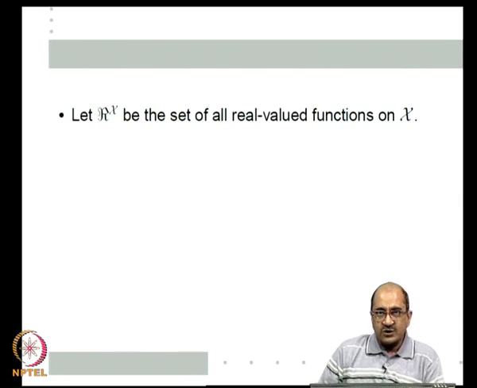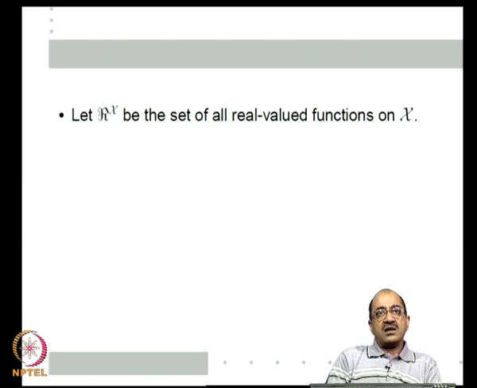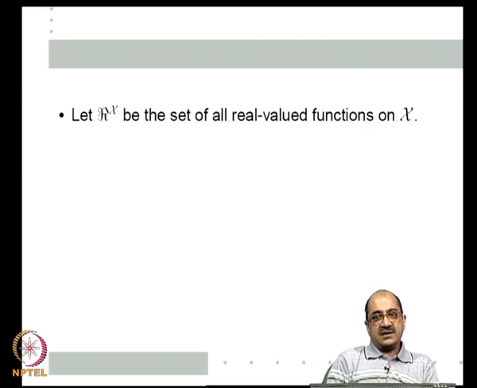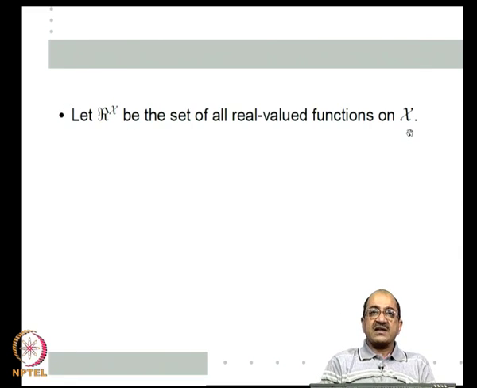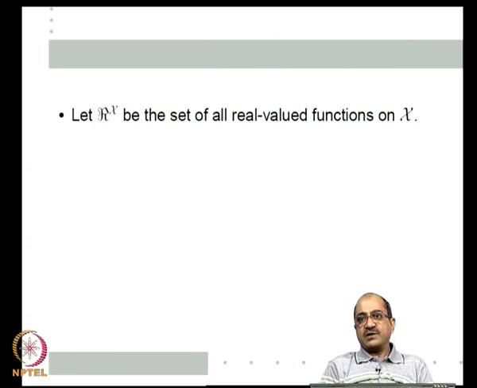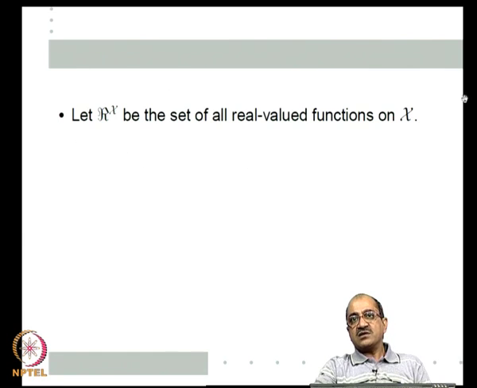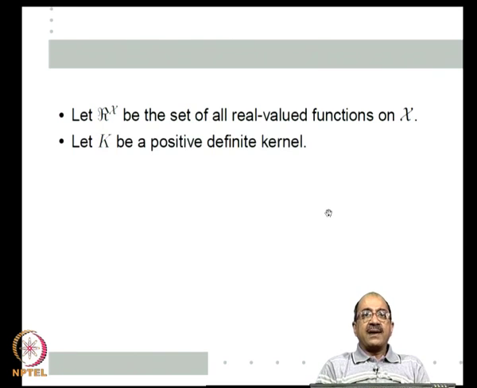So, to start on this, let R superscript script X, this one, be the set of all real valued functions on my feature space. That is, if I have any function g that maps my feature space to real numbers, then that g will be an element of this set. So, this set consists of all possible real valued functions on my feature space X. Now, let K be the given positive definite kernel.